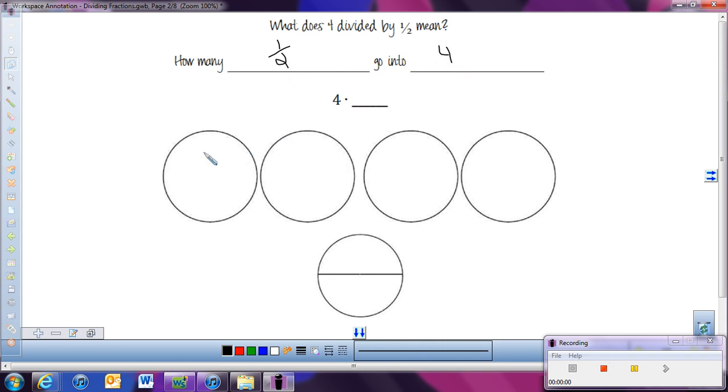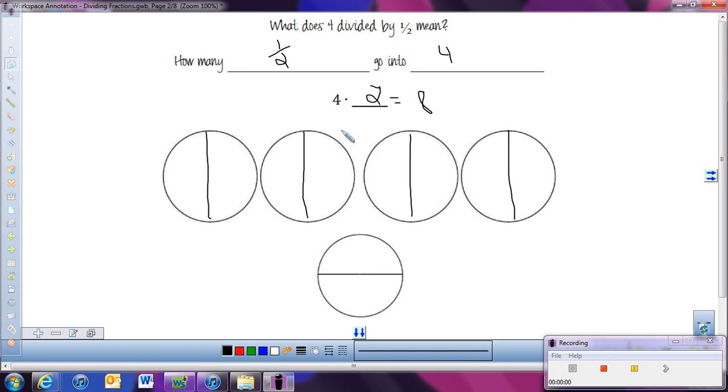All right? Well, to do that, here are my 4 wholes. I'm going to have to split them all in half because we want to know how many halves are in each of these. So those two are cut in half. This one is, and this one is. So now I can see that there's 1, 2, 3, 4, 5, 6, 7, 8. There are 8 halves in 4. And another way to think about it is 4 times what equals 8? And that's times 2.